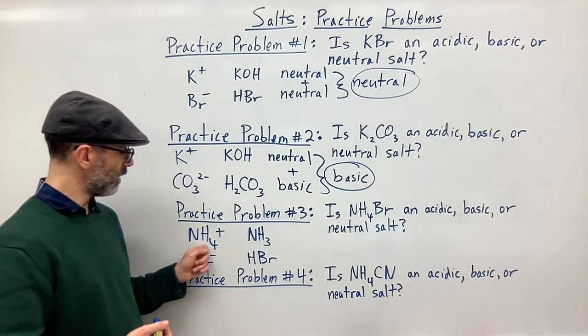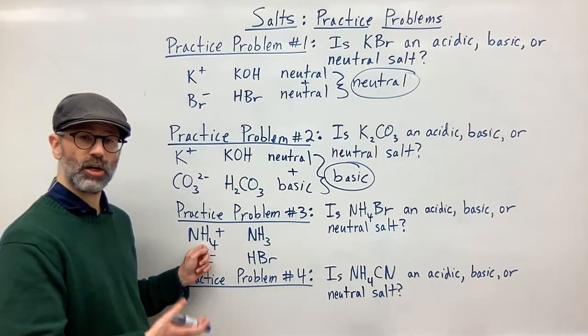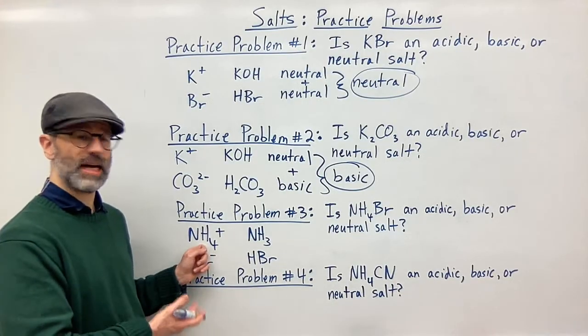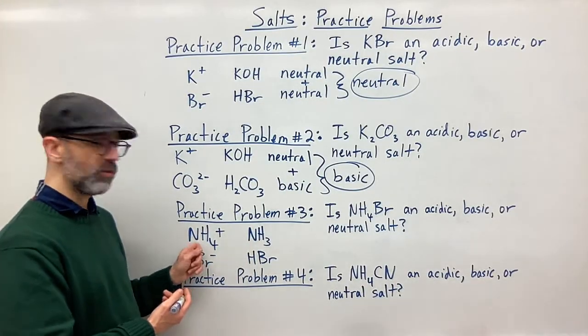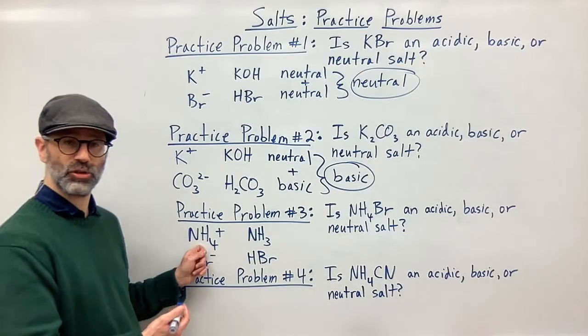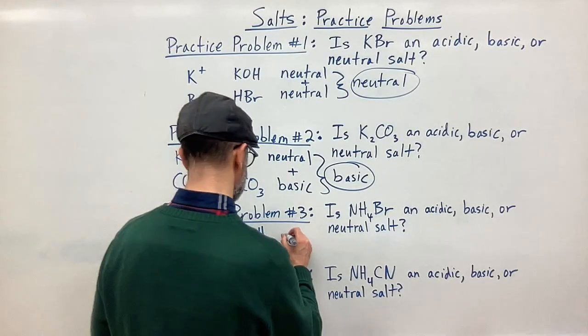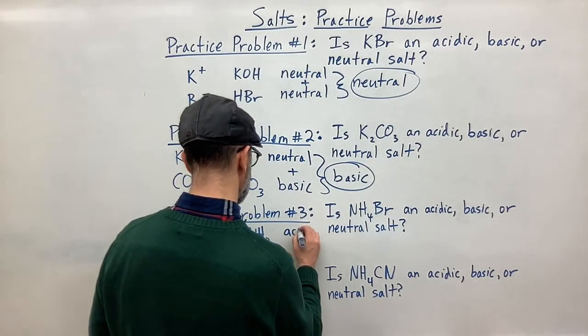And so looking at each of these, ammonia is a weak base. That means that NH4 plus is a stronger acid. It's a stronger conjugate acid of this weak base. So this is going to act as an acid in solution. So we would expect this ion to be acidic.